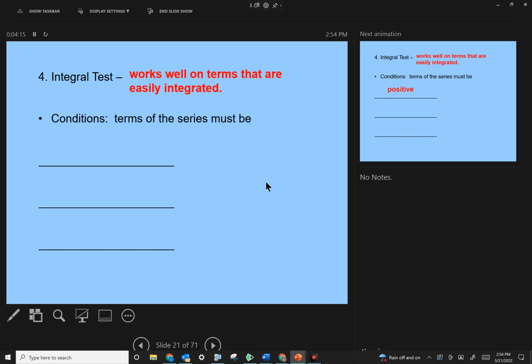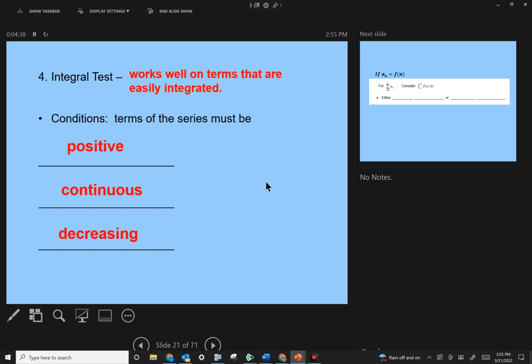All right. Conditions for this test. Your terms have to be positive, so it doesn't work on negative terms. If you think of that term, like n over n plus 1 or whatever, as a function, it has to be continuous. And the terms have to be decreasing. And I should say decreasing in magnitude, but since they're all positive, it doesn't matter. And here's the thing, though. Those are conditions, but usually we kind of ignore that.